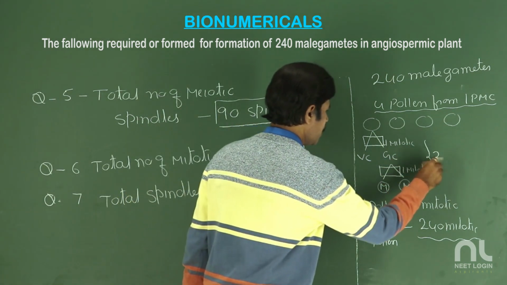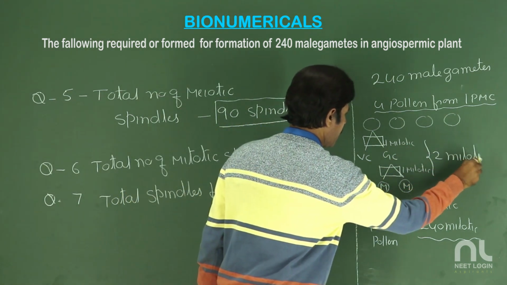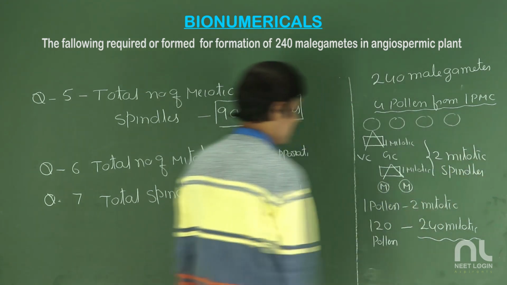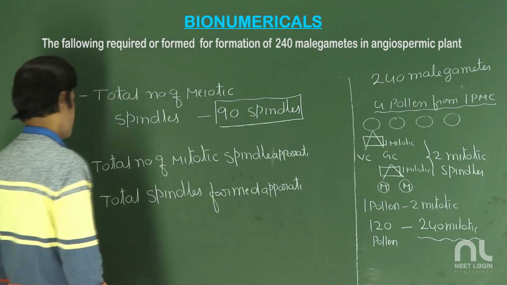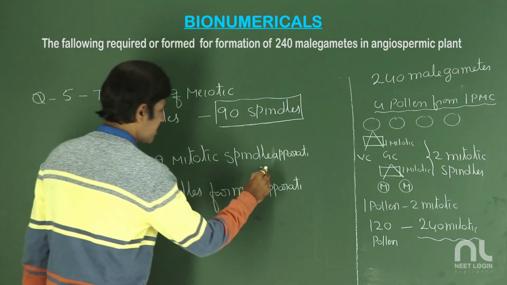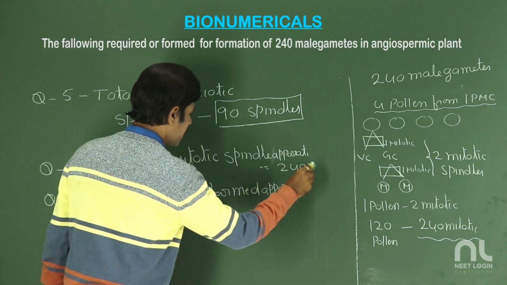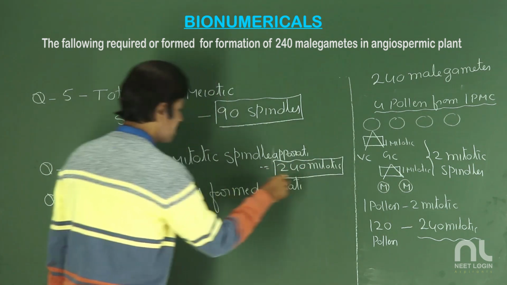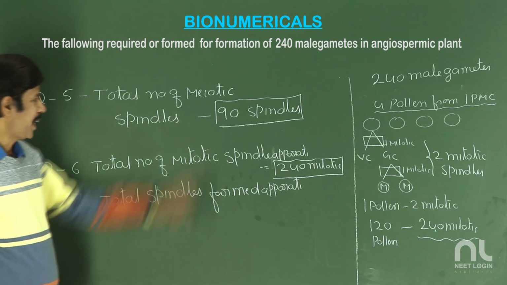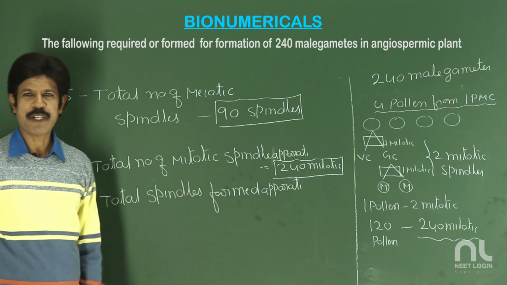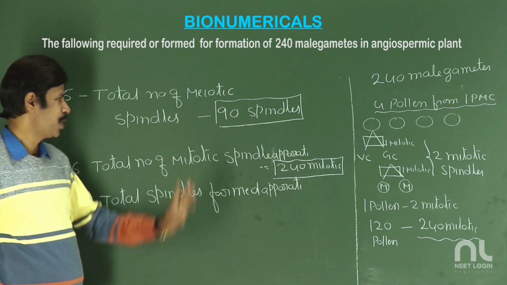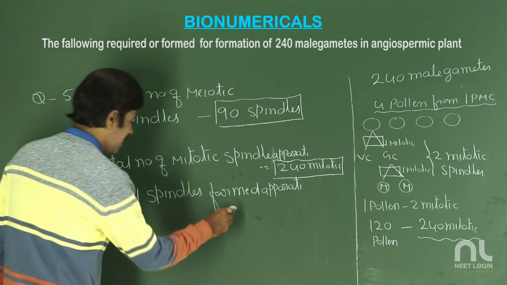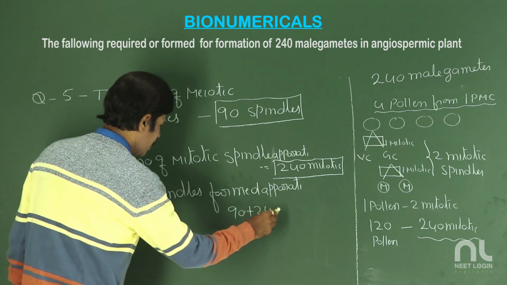So the total number of mitotic spindles is 240. So, 90 meiotic, 240 mitotic. Total spindles formed, meiotic as well as mitotic, that is 90 plus 240.